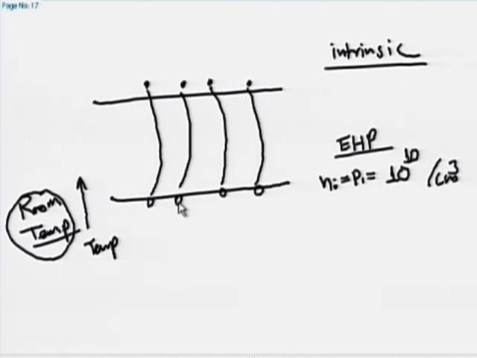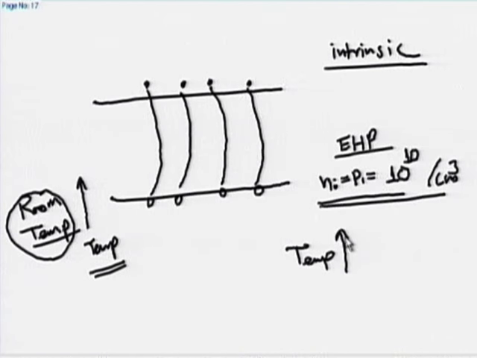And this process is happening because of the temperature, okay. Light has not come into picture, we are still only talking about temperatures. As a result, when you increase the temperature, what will happen? This Ni equal to Pi equal to 10^10 per centimeter cube is at room temperature. So, if the temperature is higher, what do you expect? You expect that Ni will also increase, Pi will also increase, because more and more electrons get enough energy to get excited and go to the conduction band, okay.